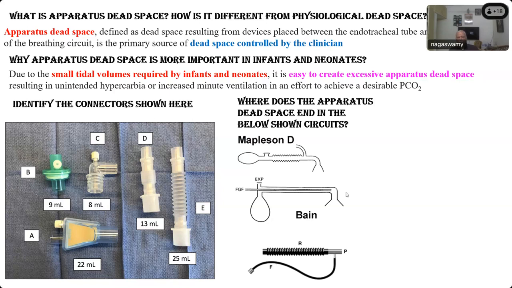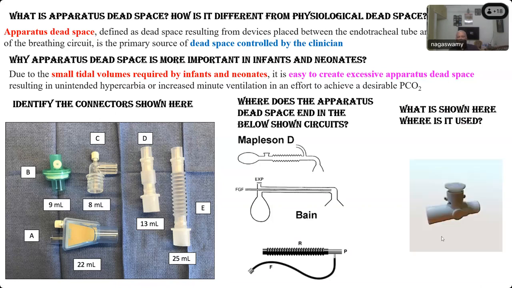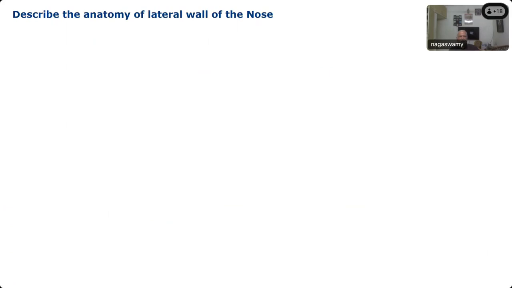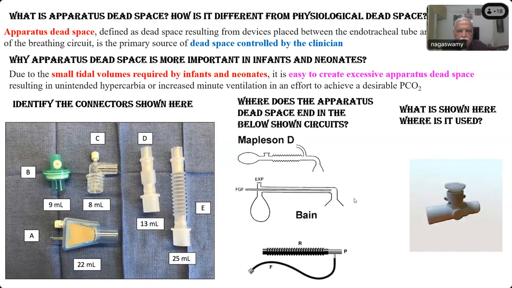So the two locations which determine the apparatus dead space: the first is the point of entry of fresh gas flow. The second is the location where the expiratory valve is located. For example, in Magill's circuit or Mapleson A circuit, the expiratory valve is close to the endotracheal tube or to the mask, and that is where the apparatus dead space will end. You can see this is the expiratory valve usually attached to the Magill circuit. Beyond this point only is the apparatus dead space. Proximal to that, which is attached to the machine, will not be dead space. So these are the points that we have to remember.